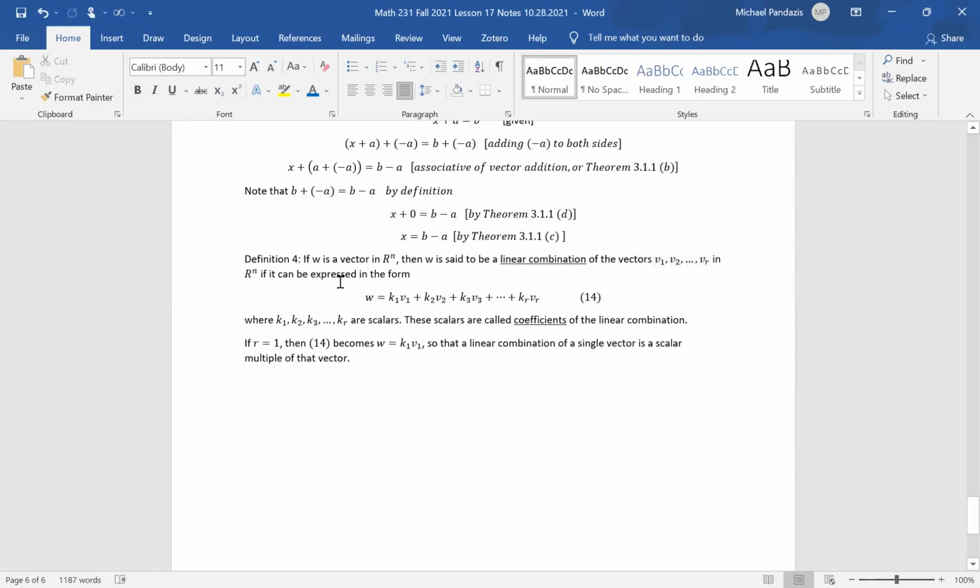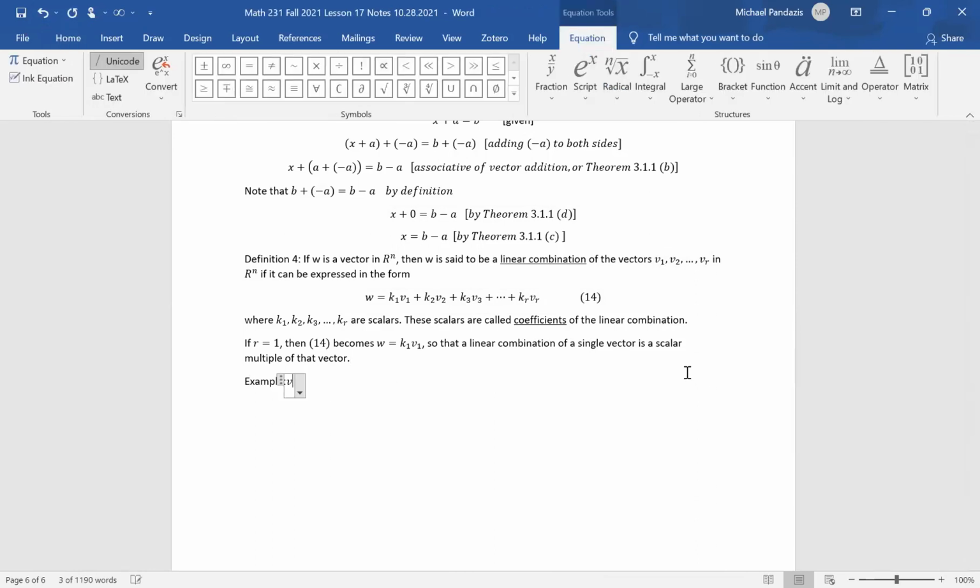Okay, so if W is a vector in Rn, W is said to be a linear combination of the vectors v1, v2 to vr in Rn if it can be expressed in the form W equals k1 v1 plus k2 v2 plus k3 v3 plus dot dot dot plus kr vr, where the k's are all scalars. And these scalars are called coefficients of the linear combination. Okay, so let me give you an example.